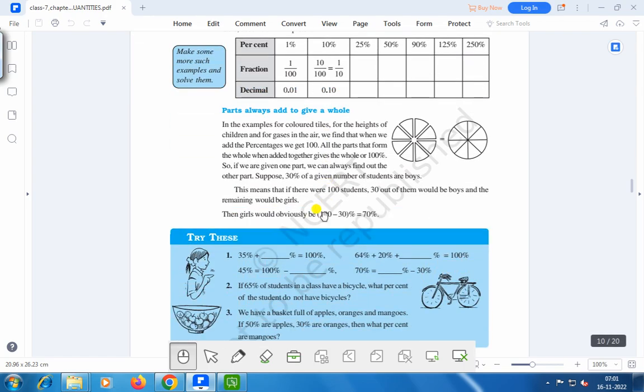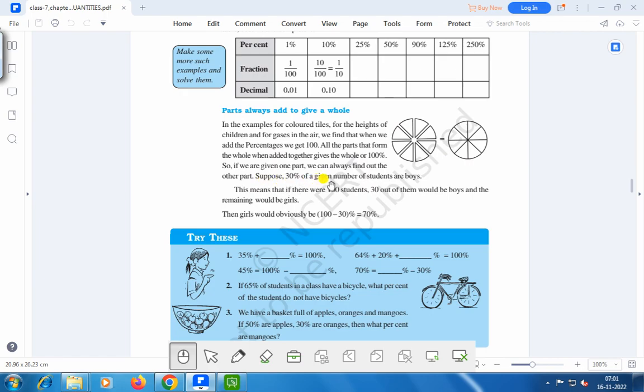Right? Parts always add to give a whole. In the examples of the colored tiles, the heights of children and the gases in the air, we find that when we add the percentages we get 100. All the parts that form the whole, when added together, give the whole or 100, right? So if we are given one part, we can always find out the other part.